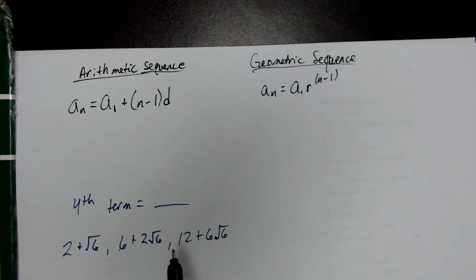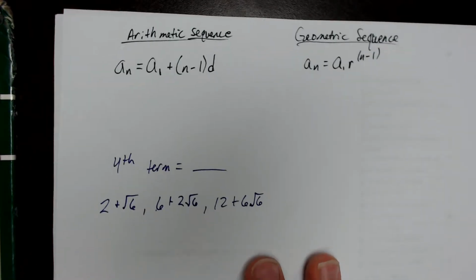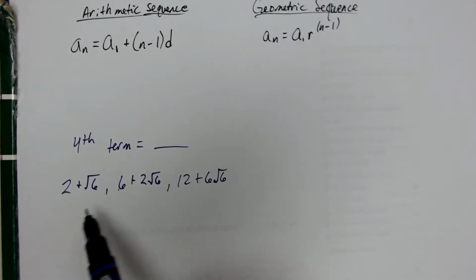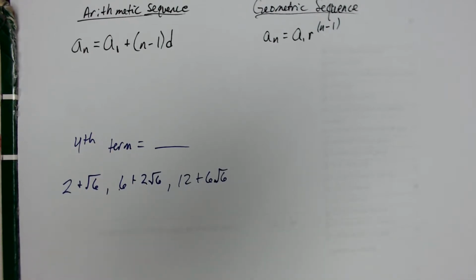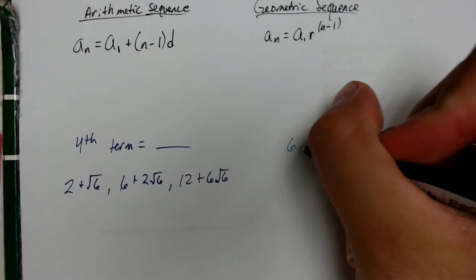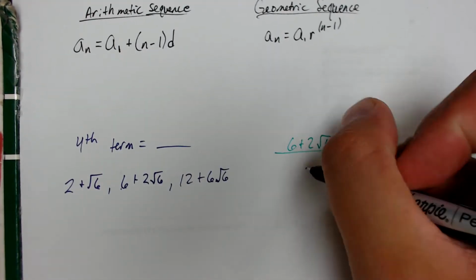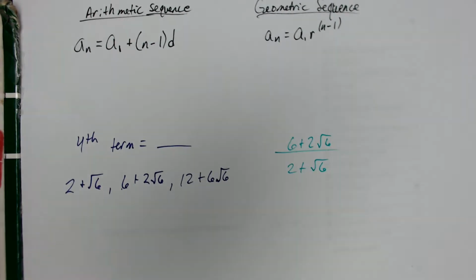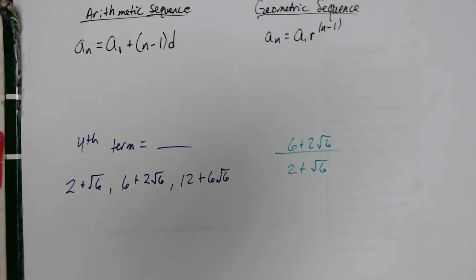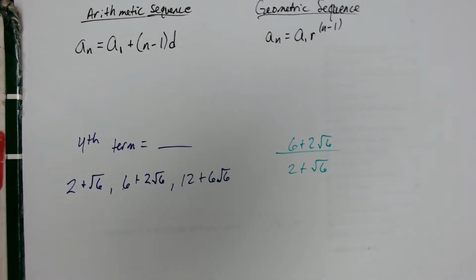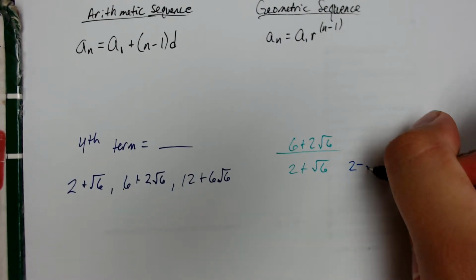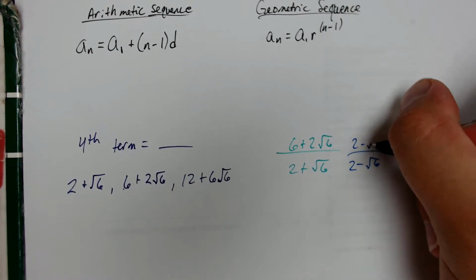We could try to use some logic, figure out the trend in change, and guess what the fourth one is. Or we could do it the same way we would with whole numbers: take two adjacent terms and divide the latter by the former. So I'm going to take 6 plus 2 root 6 and divide it by 2 plus root 6. In order to divide this, I'd have to multiply by the conjugate to rationalize the denominator, so this whole thing gets multiplied by 2 minus root 6 over 2 minus root 6.